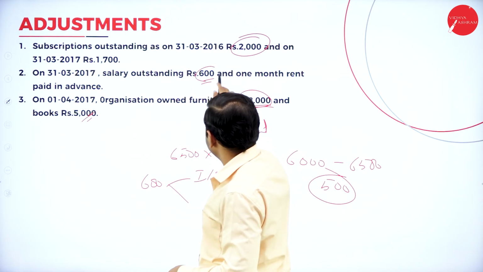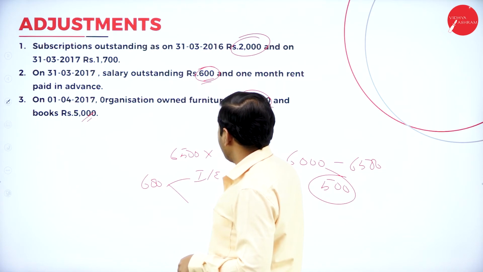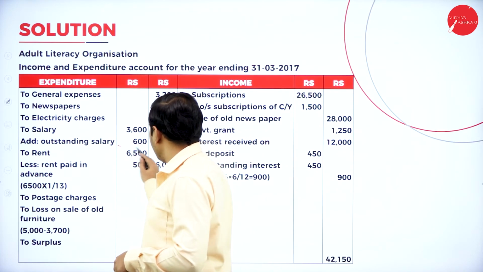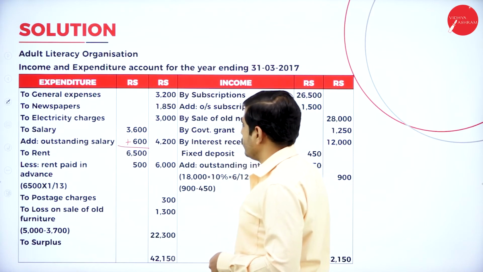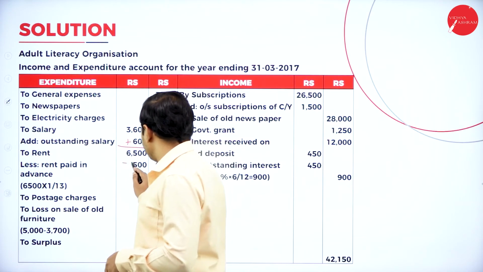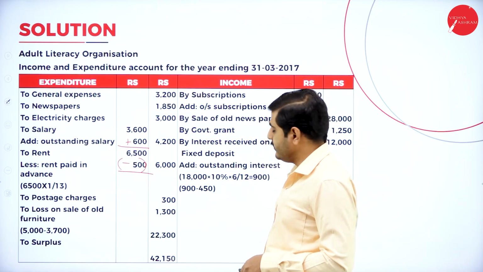Outstanding salary is 600. We should add the current year outstanding. Salary of the current year is 3,600. Add the outstanding, outer column 4,200. Again rent is 6,500. So deduct the prepaid rent 500, remaining outstanding 6,000.